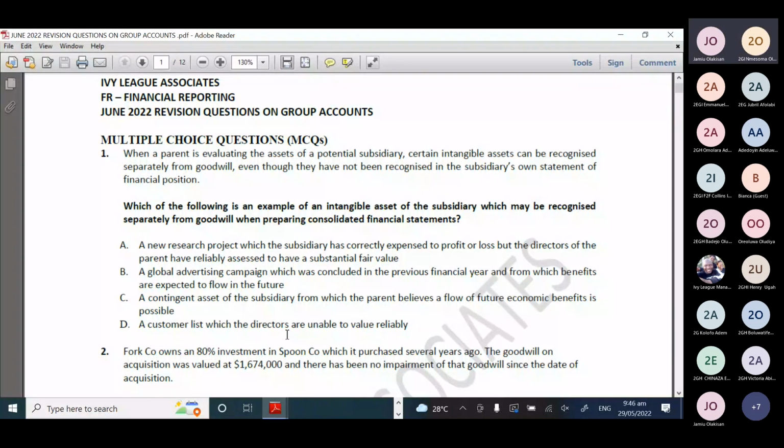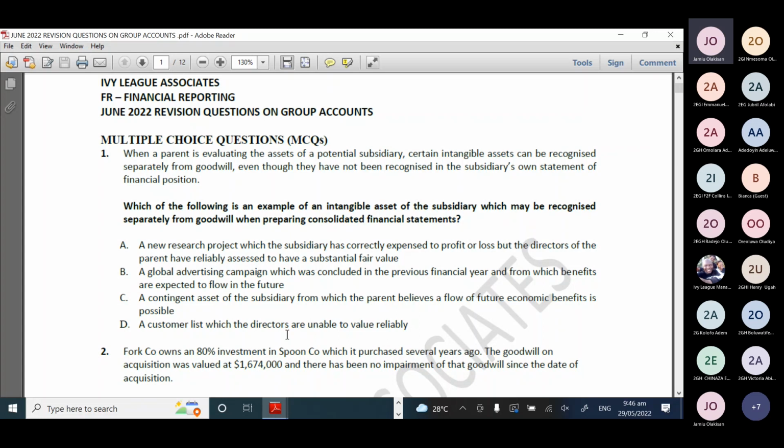Are we together? You can't replace that with any other date. Although there is something we call measurement period, which I'm not sure I taught you. Have you guys heard of measurement period in group accounts before? Has anybody heard of it? No, sir. Someone say yes. No. Okay.